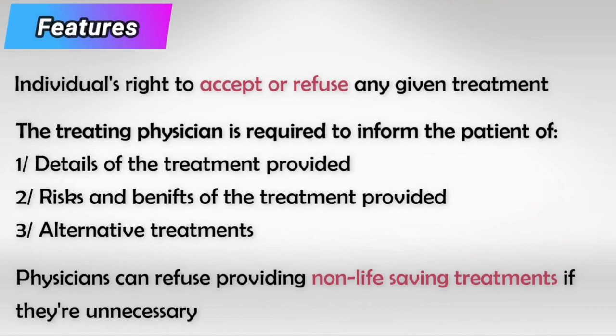Now, autonomy can work both ways. The treating physician can have autonomy of their own. For example, if a pregnant woman is in her third trimester and she requests a cesarean section from the treating physician, but the treating doctor knows that this patient can deliver vaginally with no problems and that there are no medical reasons for a cesarean section. In this case, because the treatment is elective and optional, the physician can practice their own autonomy and refuse providing this treatment.